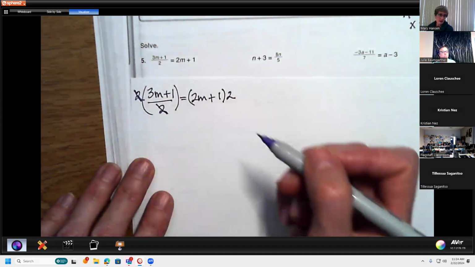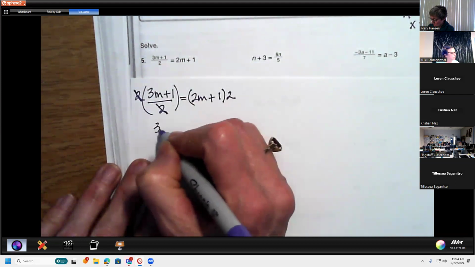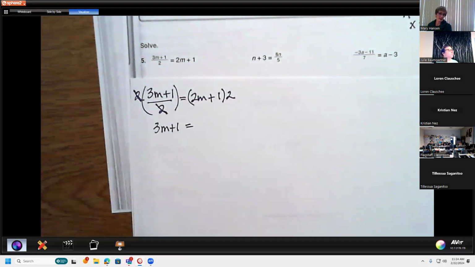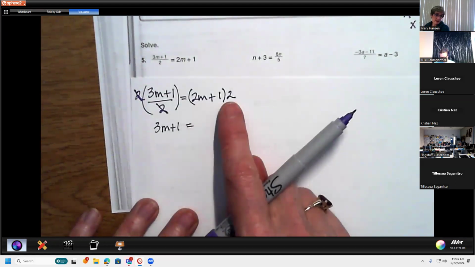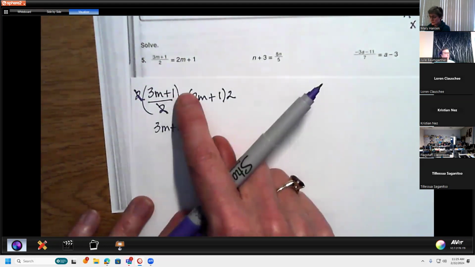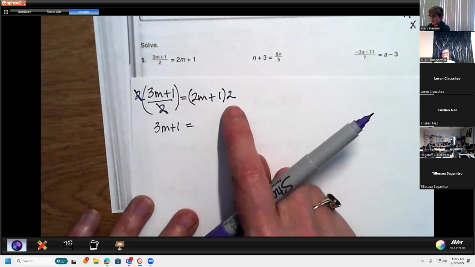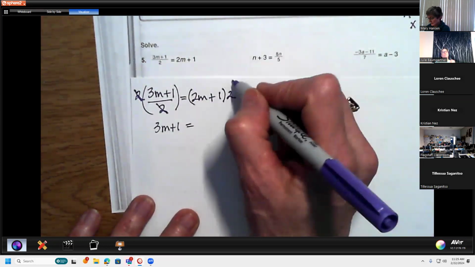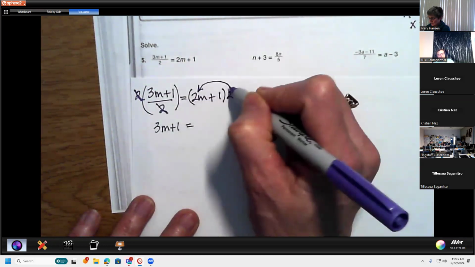2 divided by 2 makes 1, which means all I'm left with is 3m plus 1, and my fraction miraculously disappeared. Hey, it's a miracle. But now we have 2m plus 1 times 2. I couldn't squeeze it in the front, so I put it in the back. But you know what? That's still 2 times a quantity that's being added. And so I can distribute this direction.